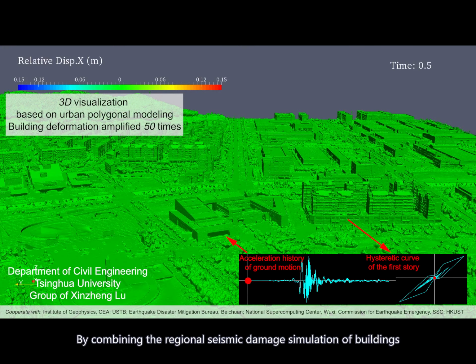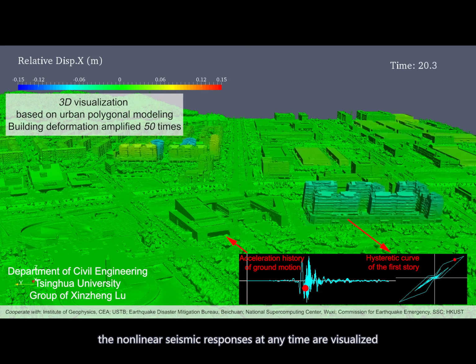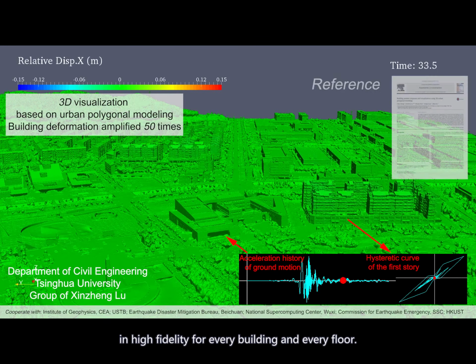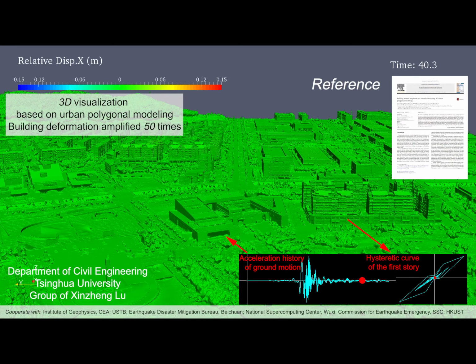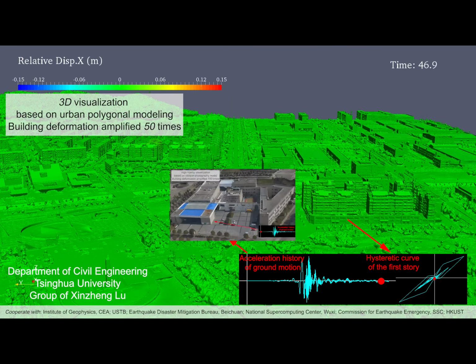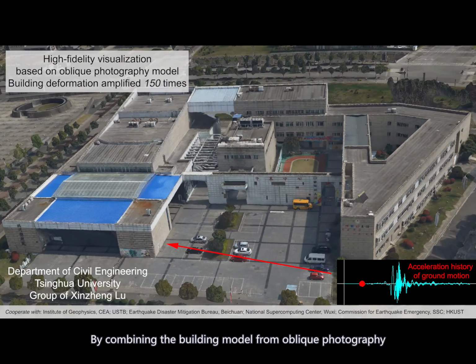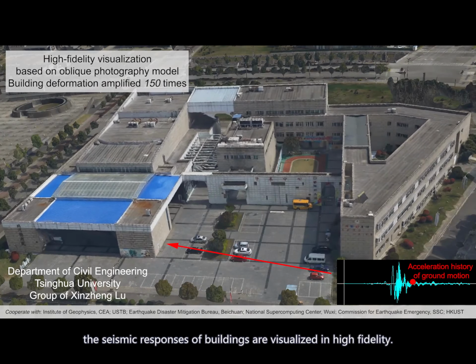By combining the regional seismic damage simulation of buildings and the fine 3D urban polygonal modeling, the nonlinear seismic responses at any time are visualized in high fidelity for every building and every floor. By combining the building model from oblique photography with nonlinear time history analysis results, the seismic responses of buildings are visualized in high fidelity.